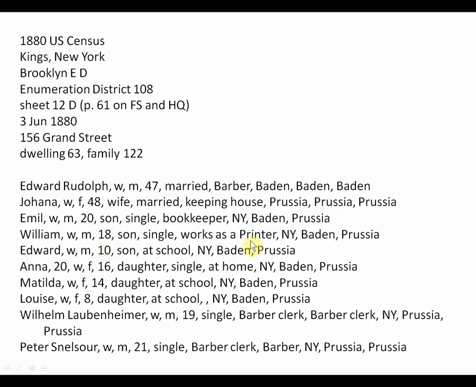William, single, working as a printer. He would later become a journalist. Edward, who was in school. Anna, at home. Matilda, and Louise. And the two other individuals in the household are barber clerks working for Edward.